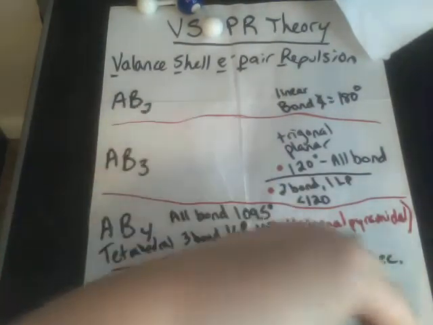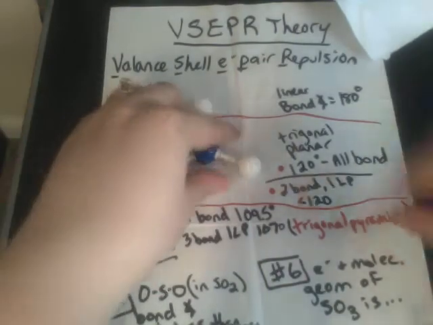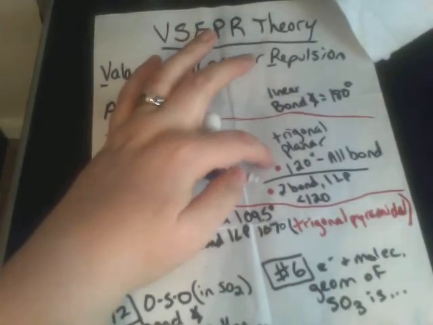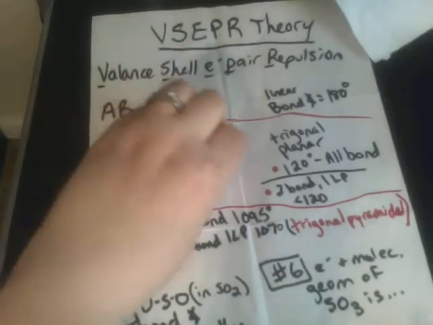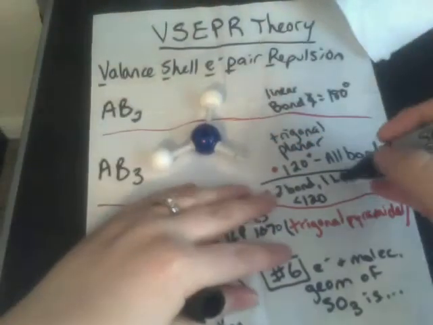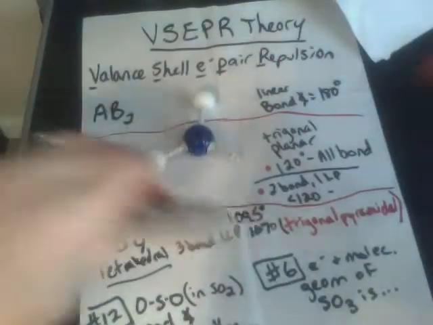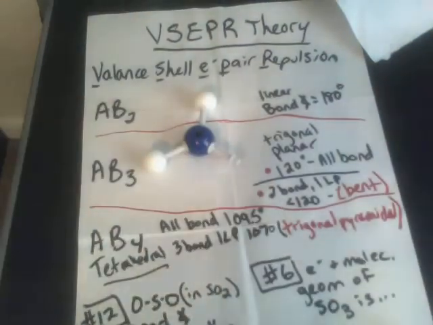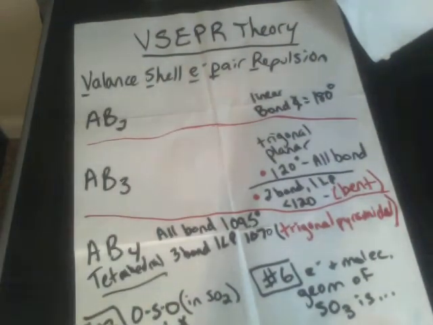And just to go back, this situation with AB3, if we take away one of these, it's called trigonal planar if they're all bonded, but when we take one away, what would you call that shape? I'd call it bent. Right. So that's a bent shape. These are the molecular shapes.